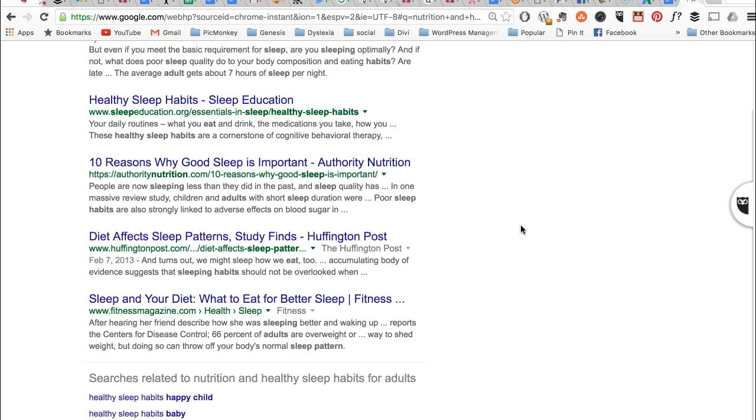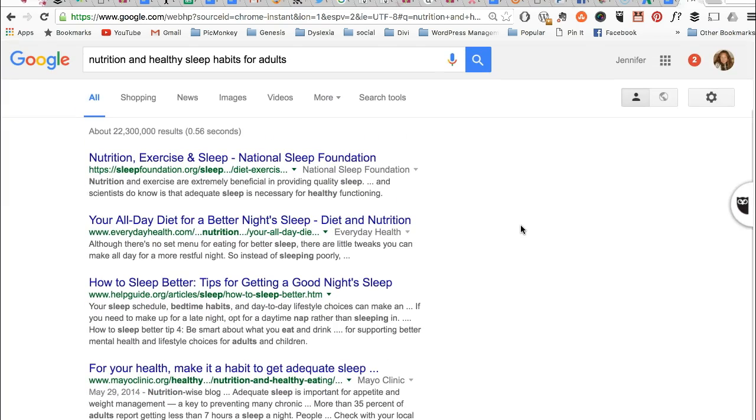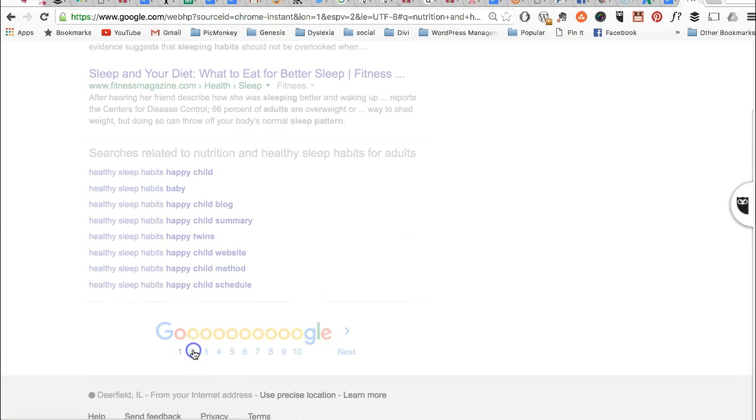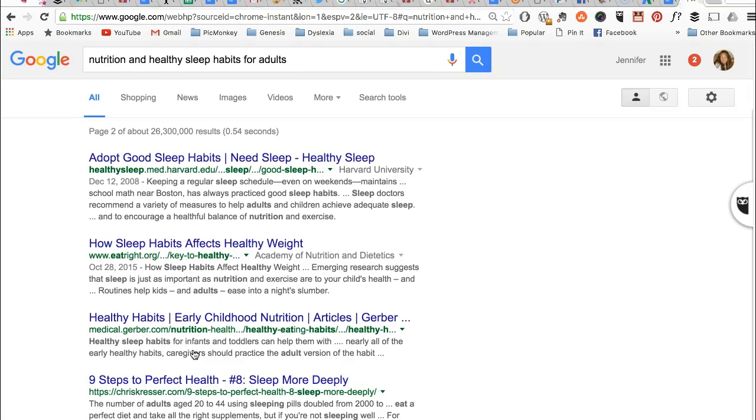You could probably get nutrition and healthy sleep habits for adults. You might wind up on page 2, which would be great. And because a lot of people, when they're Googling something, just skim the snippets, you want to make sure that you're putting in a meta description that says what your post is about and that it accurately represents your post.